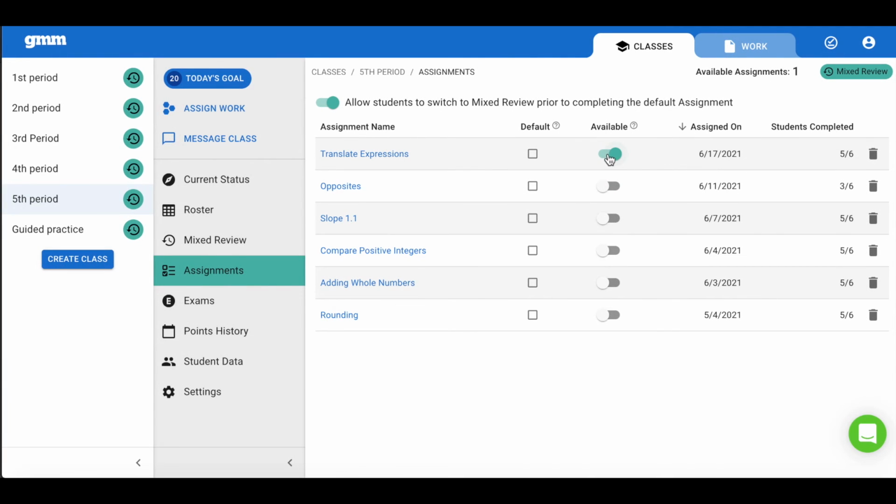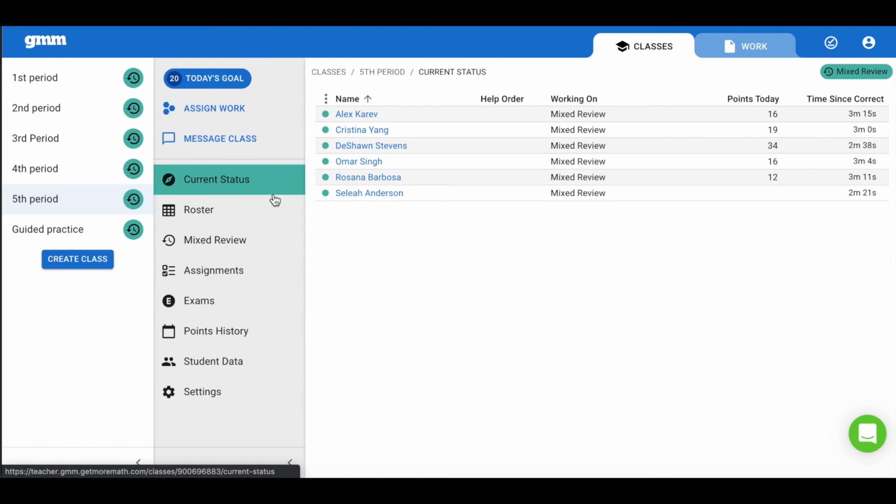Consider having a mixed review day. Make all assignments unavailable and have students work in mixed review for the day. Some teachers even have a green club to encourage students to get their squares to green or better. Green or better, that accuracy over time is how to make math stick.